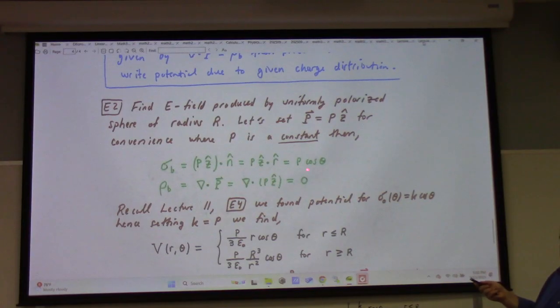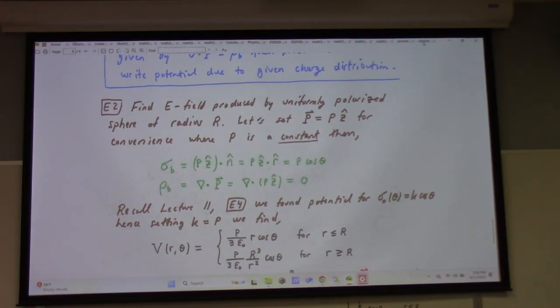And now we're back to Shane's comment. We have found the bound charge distribution due to a uniform polarization is exactly a constant times cosine theta for a uniformly polarized sphere. But we already know how to solve that. So we just put P equals P k, and there is the voltage, the potential, due to a uniformly polarized sphere.